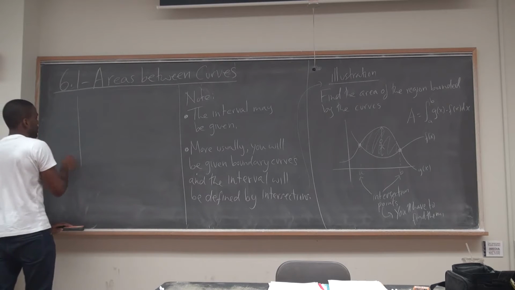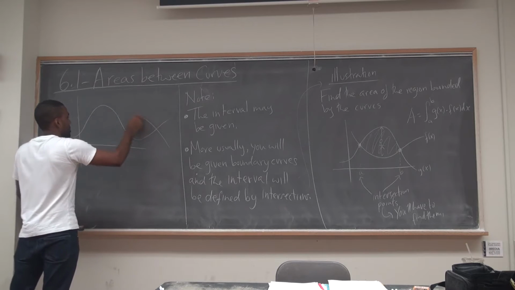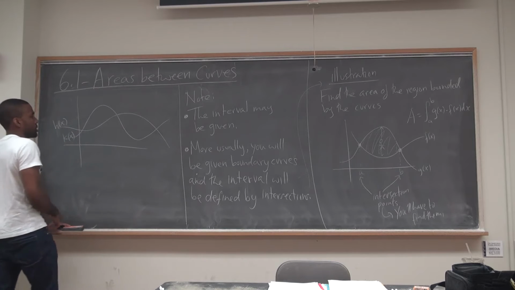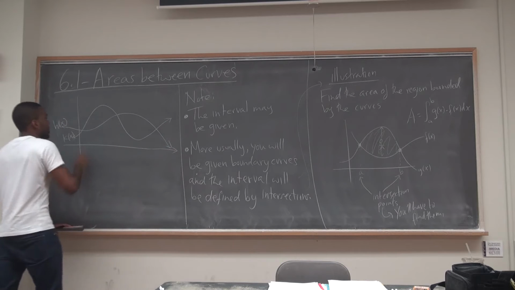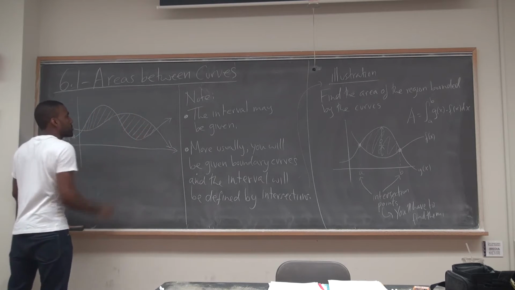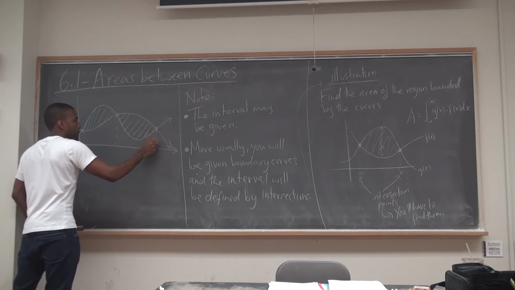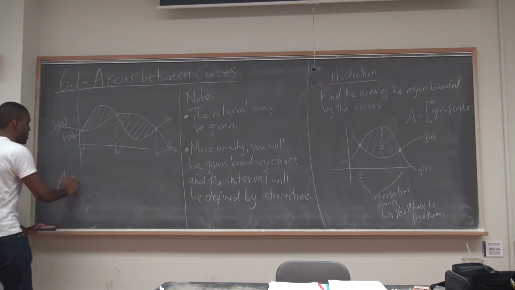And every now and then, you'd have a situation like this. So I can call this h of x, that k of x. So these are branching off. So the area trapped in between them would be this. Now let's say you find these intersection points. Call that A, call that B, call that C. How do you find the area in between these?